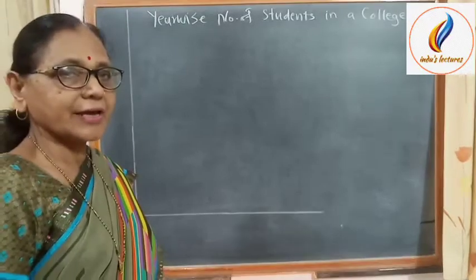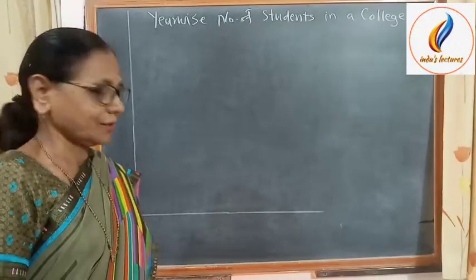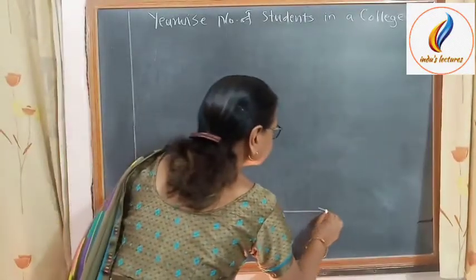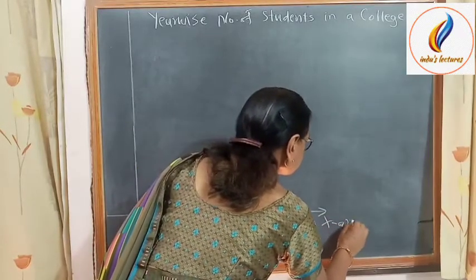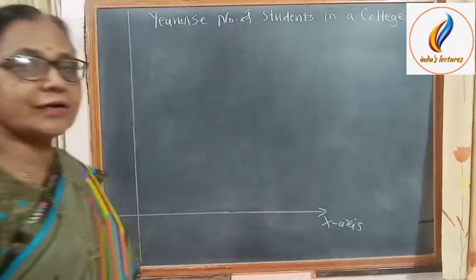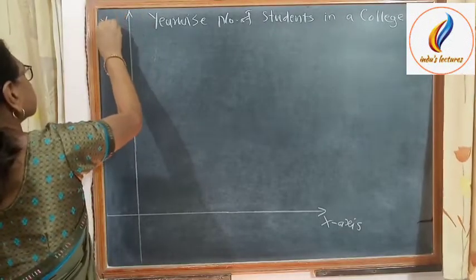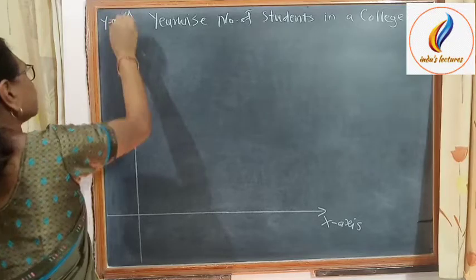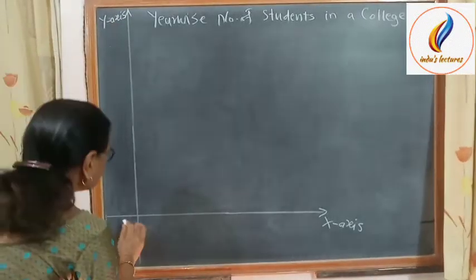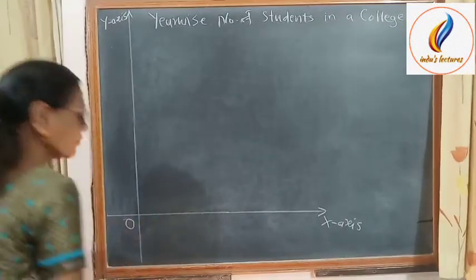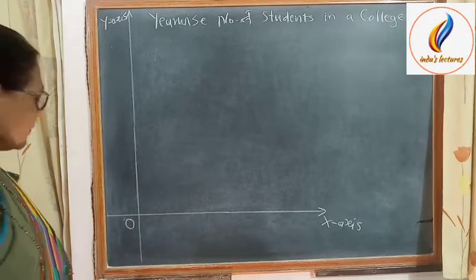I have drawn the axes in a coordinate plane. The horizontal axis is the x-axis. The vertical axis is the y-axis. And their point of intersection is the origin. It is denoted by O. Origin is denoted by O.